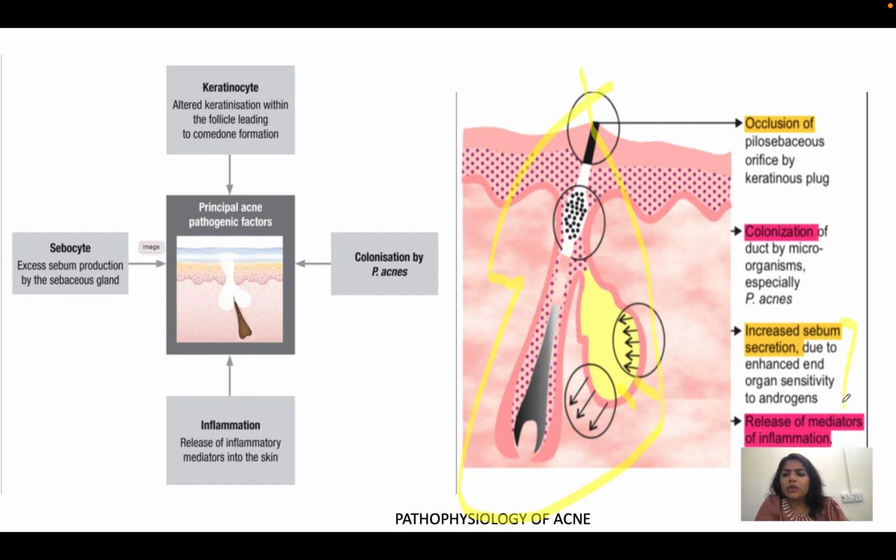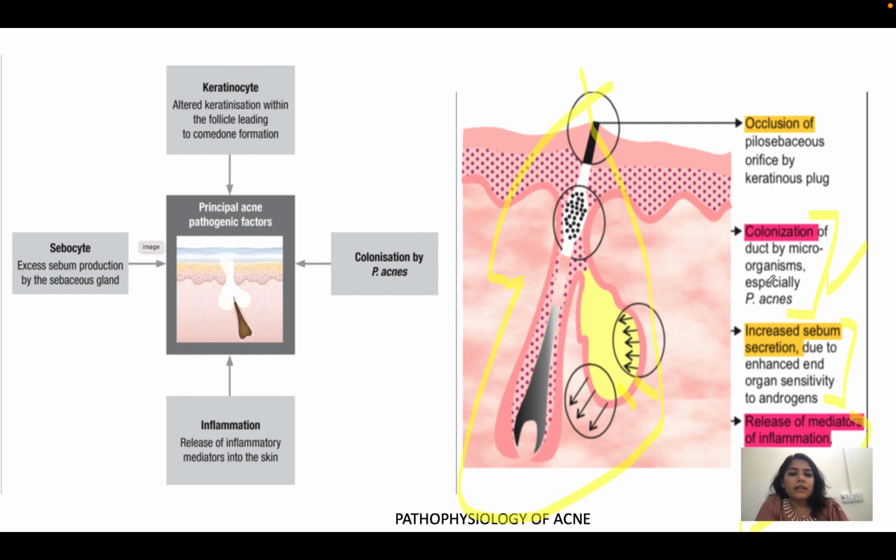Also, this leads to colonization by P. acnes. P. acnes, Propionibacterium acnes, lives in the sebaceous gland. It proliferates. It starts producing inflammatory mediators. So there is release of mediators of inflammation. And eventually there is excessive sebum production. This sebum comes in the orifice.